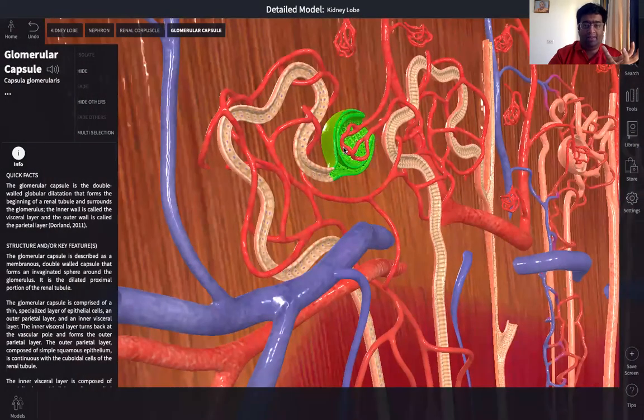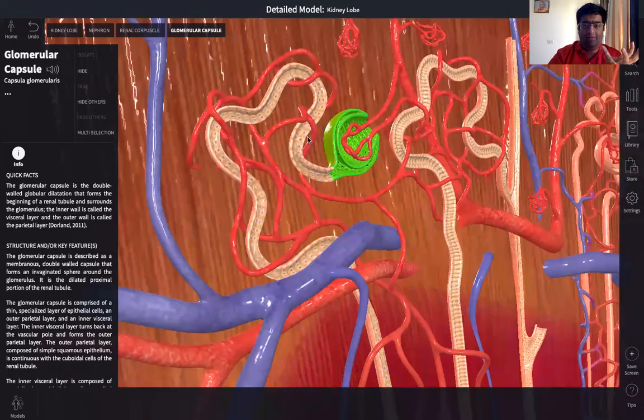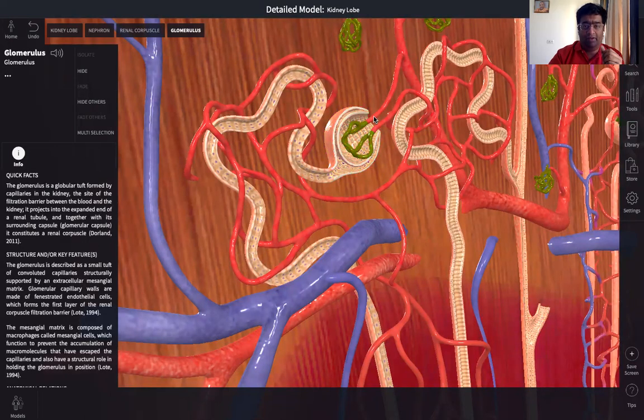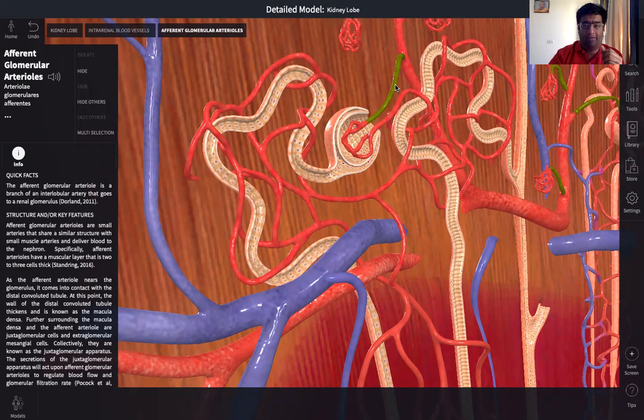Now, as far as the afferent and the efferent arterioles are concerned, the diameter of the afferent arteriole is much wider as compared to the efferent. The reason for this is that it allows the blood to enter very fast into the glomerulus, but because of the narrow diameter of the efferent arteriole, it exits very slowly from the glomerulus.